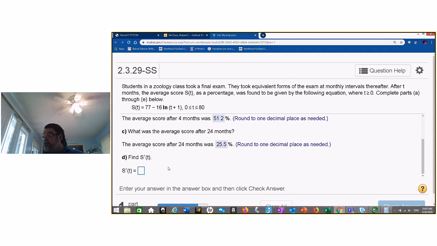Now, if that was a 2T plus 1, then you would have to take the derivative of 2T and multiply it by 2, but that's a different problem. So S prime of T is equal to negative 16 over T plus 1.